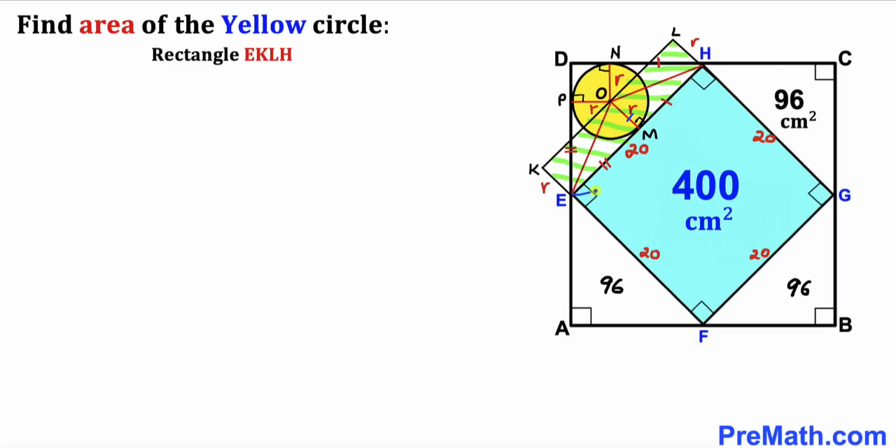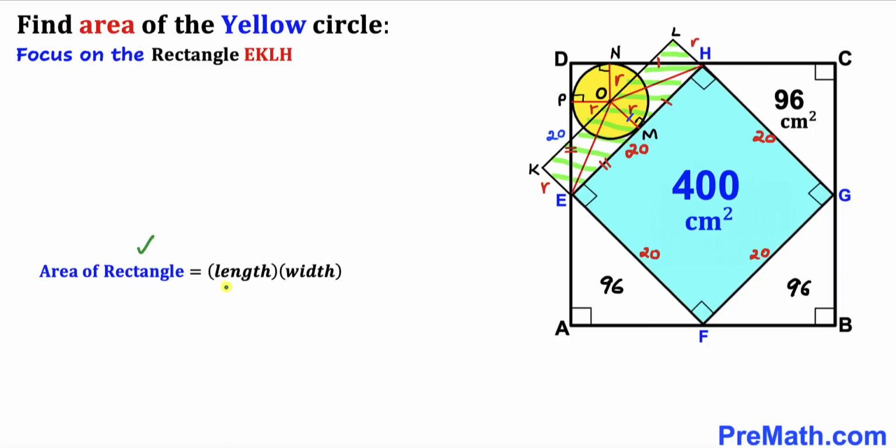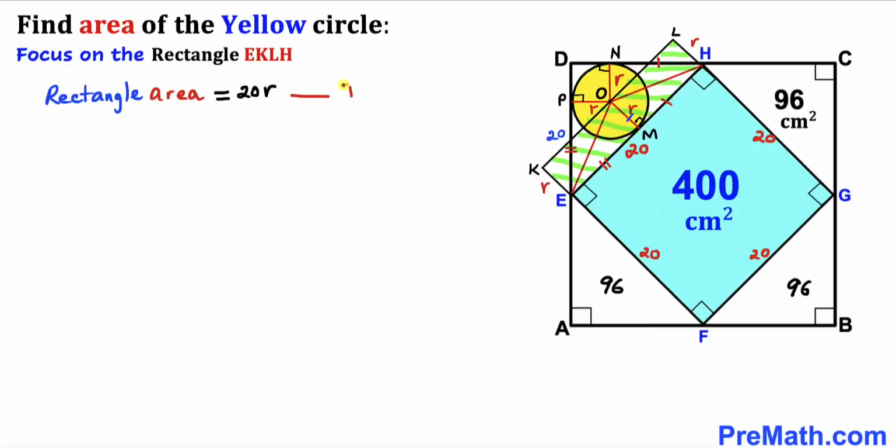And furthermore, we know that this side length of this rectangle is 20, so this side length has got to be 20 as well. And now let's focus on this rectangle EKLH once again, whose side lengths are r and 20. And now let's recall the area of a rectangle formula. Area equals length times the width. And in our case, the length is 20 and the width is lowercase r. So the rectangle area is going to be 20 times r. Let me go ahead and call this our equation number 1.